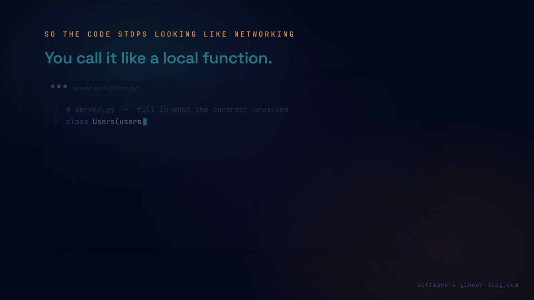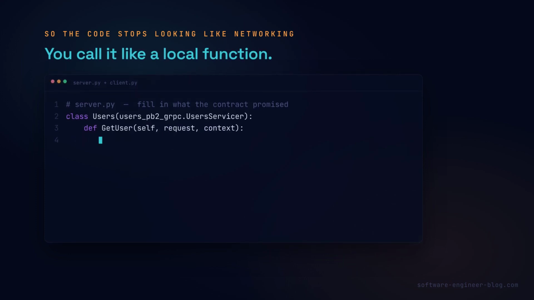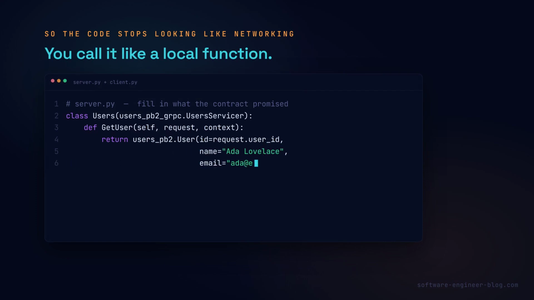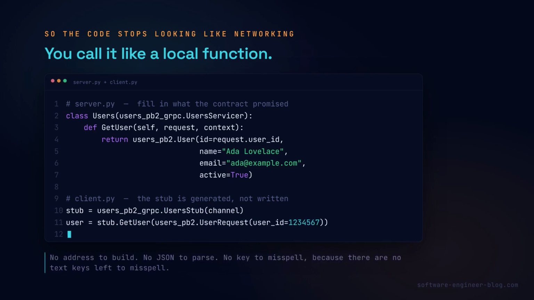Which is why the code barely looks like networking at all. On the server, you simply fill in the method the contract already promised, and you return a typed user object, not a dictionary you are hoping is shaped right. On the client, you hold something called a stub. You call getUser on it like a normal function inside your own program. There is no address to build, no JSON to parse, and no key to misspell because there are no text keys anymore.